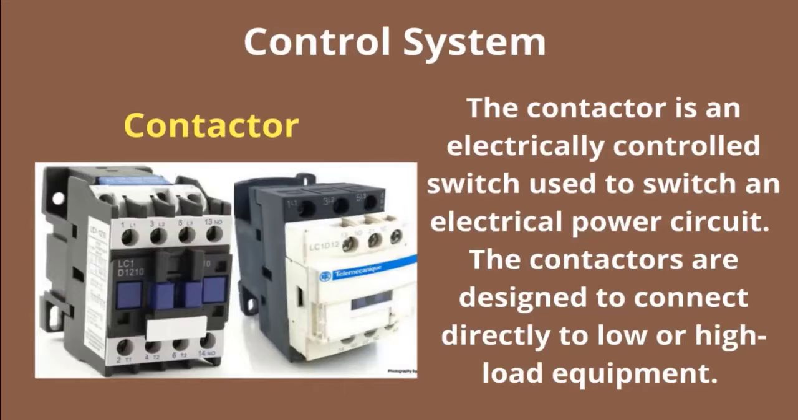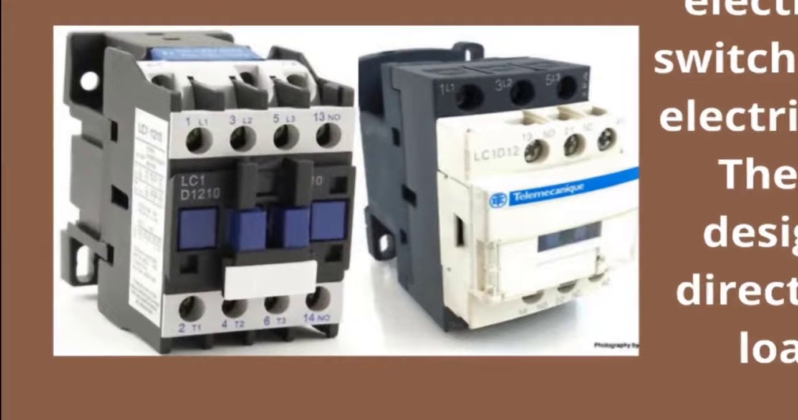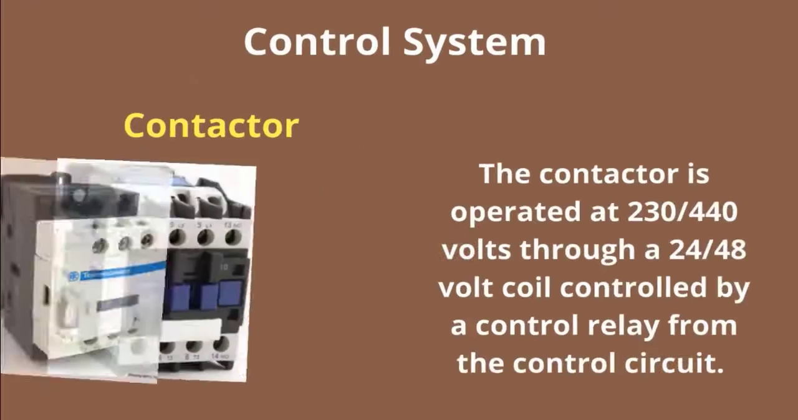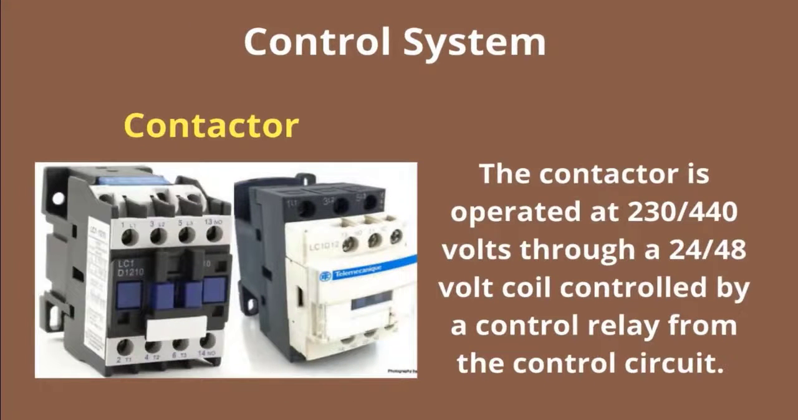Contactor. The contactor is an electrically controlled switch used to switch an electrical power circuit. The contactors are designed to connect directly to low or high load equipment. The contactor is operated at 23440 volts through a 2448 volt coil controlled by a control relay from the control circuit.